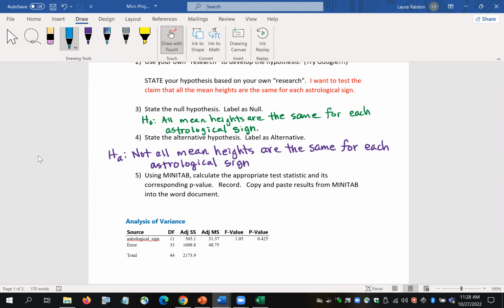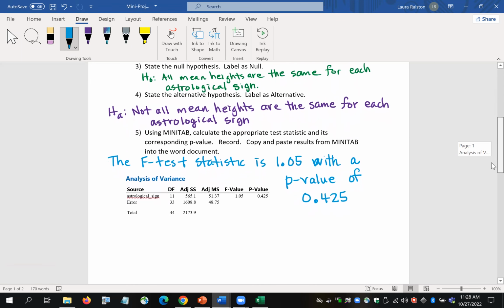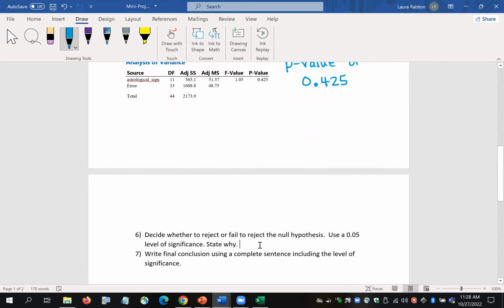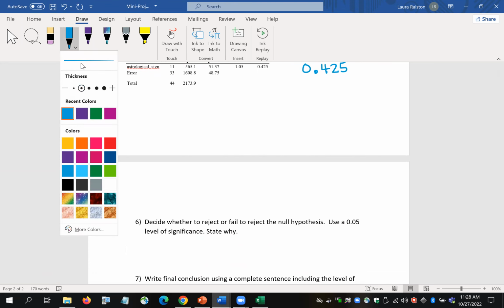Okay, so we would say the F test statistic is 1.05 with a p-value of 0.425. Then we're going to make our decision.